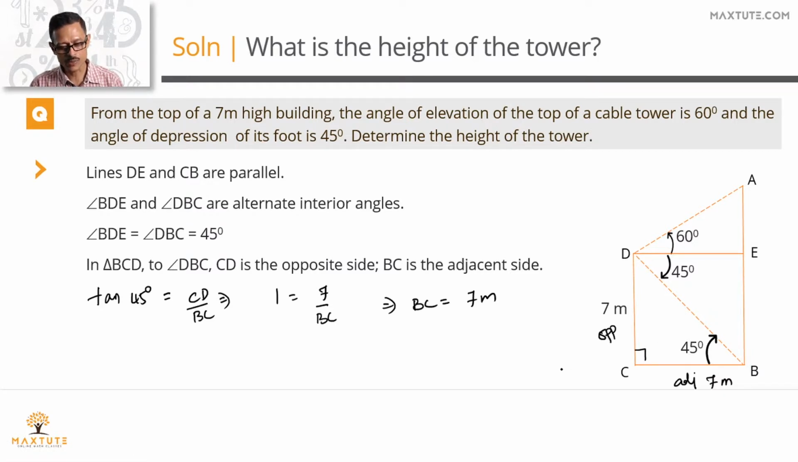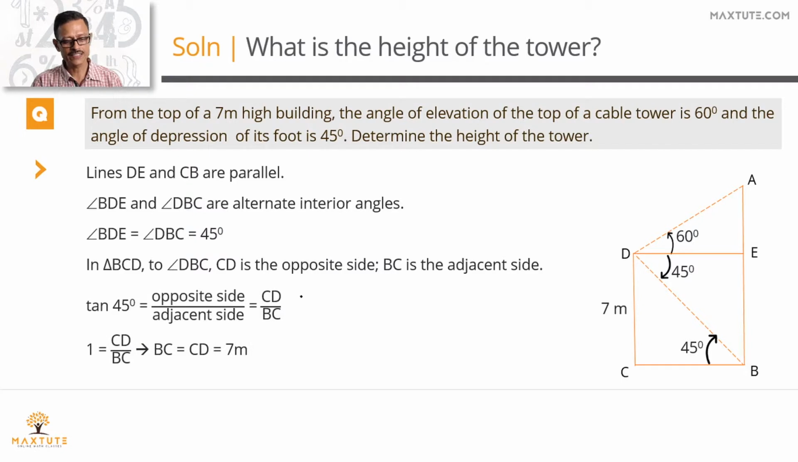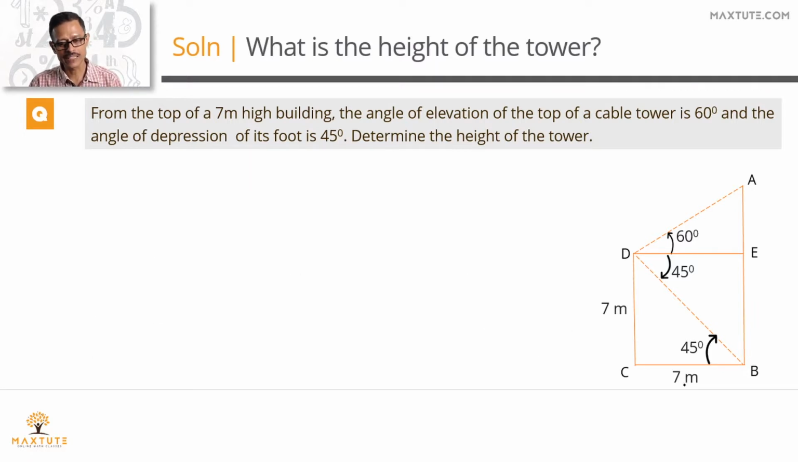Now quickly summarize this bit in a printed form. Tan 45 degrees is equal to CD by BC. So tan 45 equals 1. So we can quickly determine that BC is equal to CD. CD measures 7. BC will also measure 7 meters. Now from this point forward, let's take a couple of things in hand. Right? One, this is 7 meters.